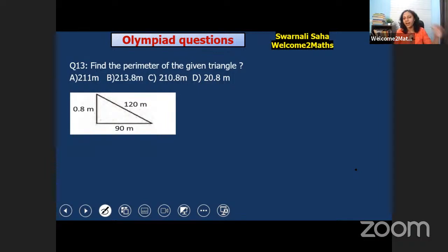Find the perimeter of the given triangle. Chalo, jaldi se solve karo. It is visible. Nice. Find the perimeter of the given triangle. 0.8, 90 and 120. Wow. So far, so many answers. Yes, yes. Very good. Let's check it then. It's C or not? Obviously, C is the answer. Just we have to add 120 plus 90 plus 0.8.